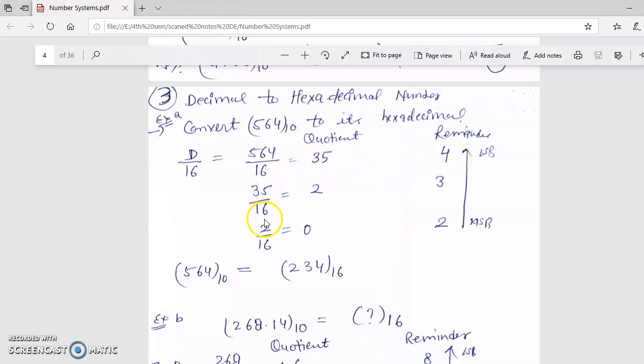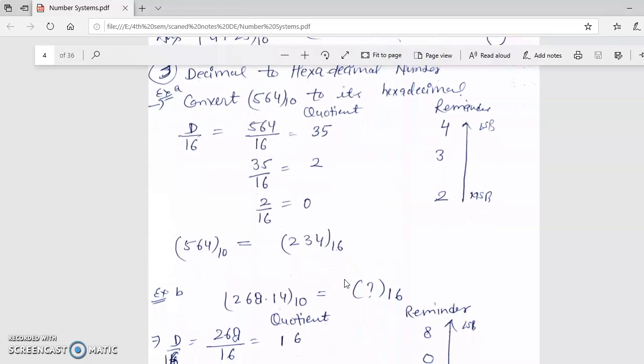35 is divided by 16, we get 2 and remainder is 3, and 2 divided by 16 is not possible, so write here 2, and 3 and 4. For the integer part we write from bottom to top, so we write 2 3 4, so the answer is 234 base of 16.